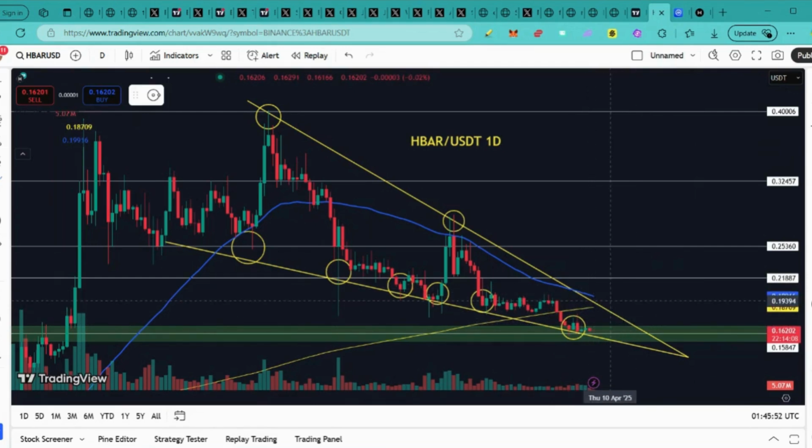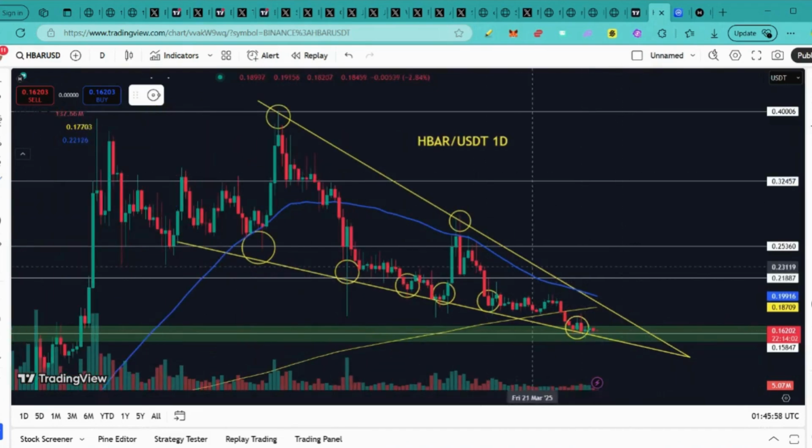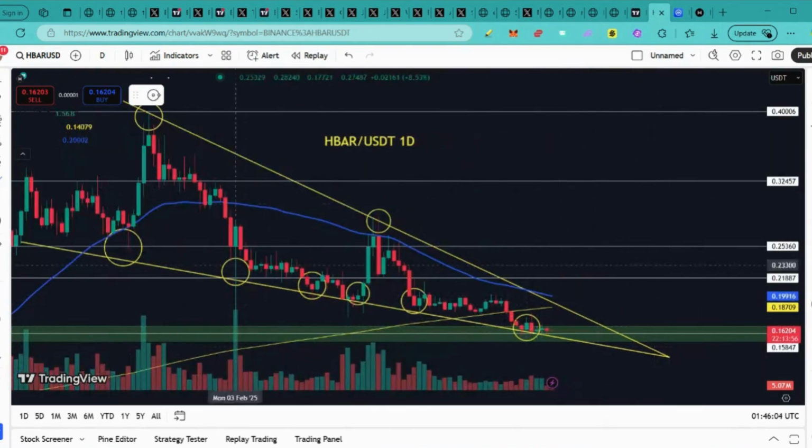Be careful of these death crosses. Whenever they occur, we expect to see further downside. But if HBAR holds strong, since it's currently sitting on this key level of support, we might see HBAR performing really, really well in the coming weeks, okay?